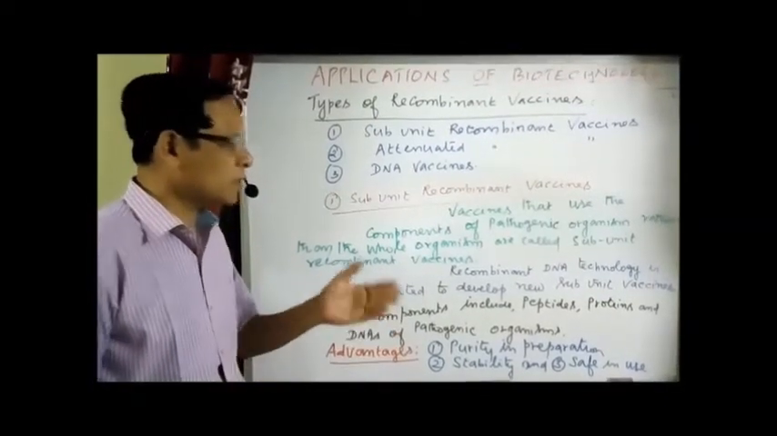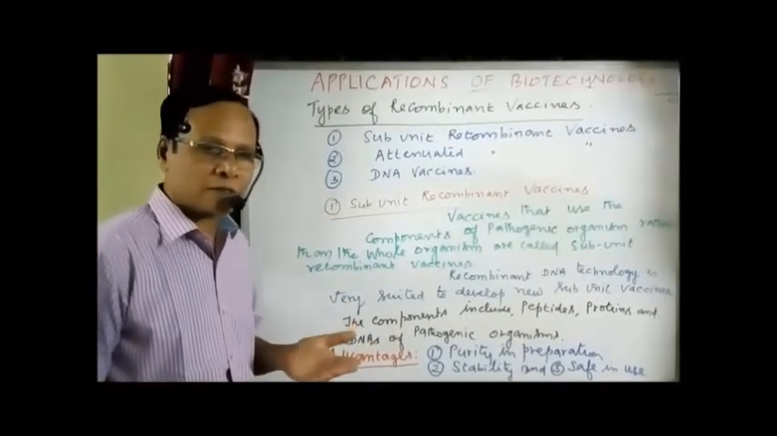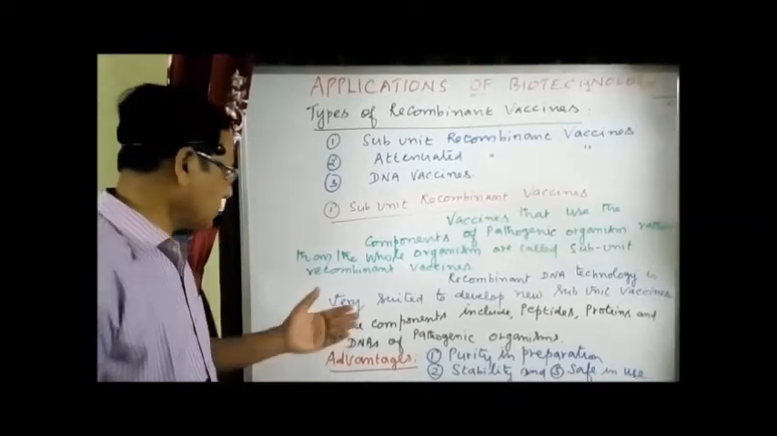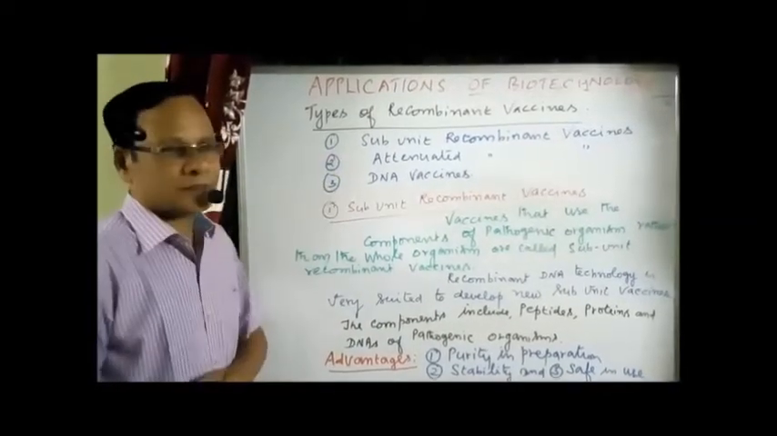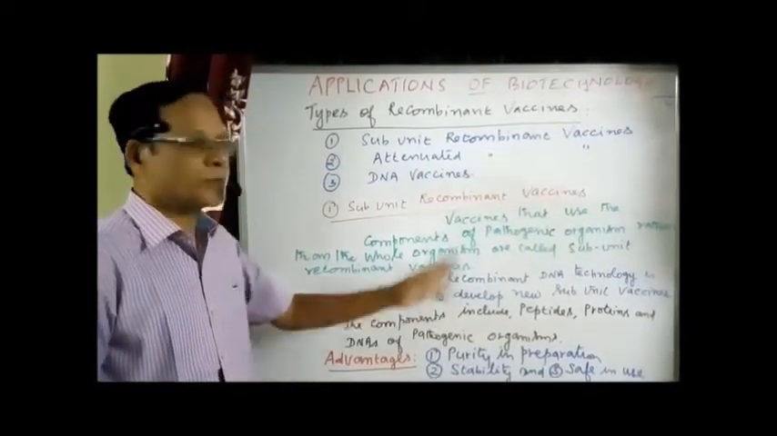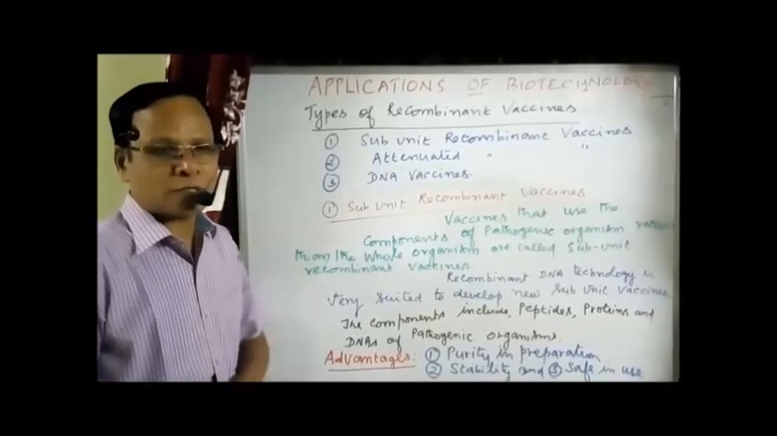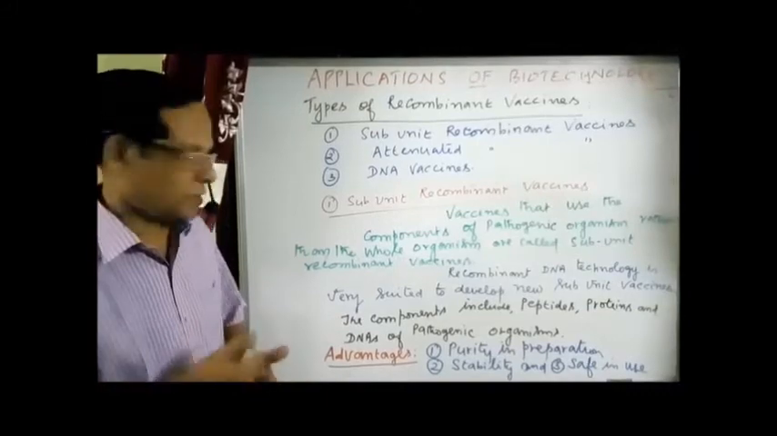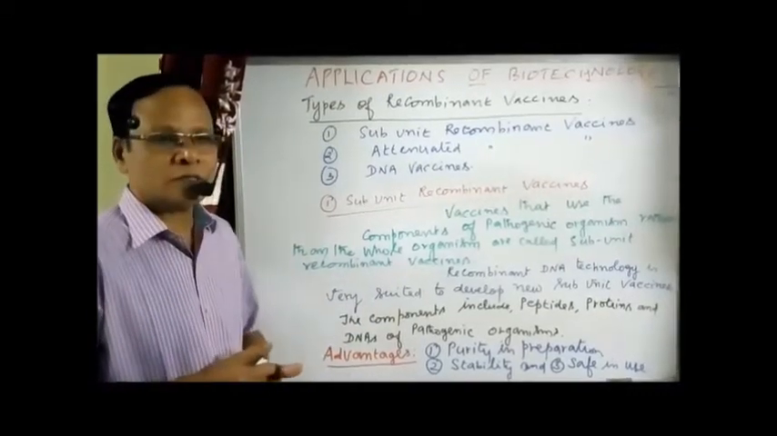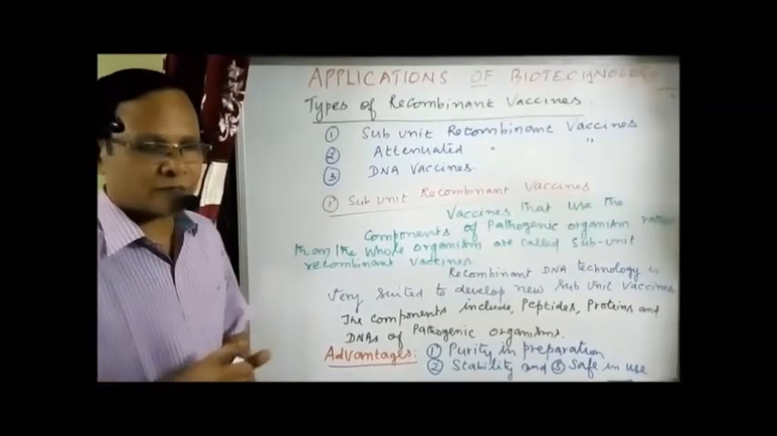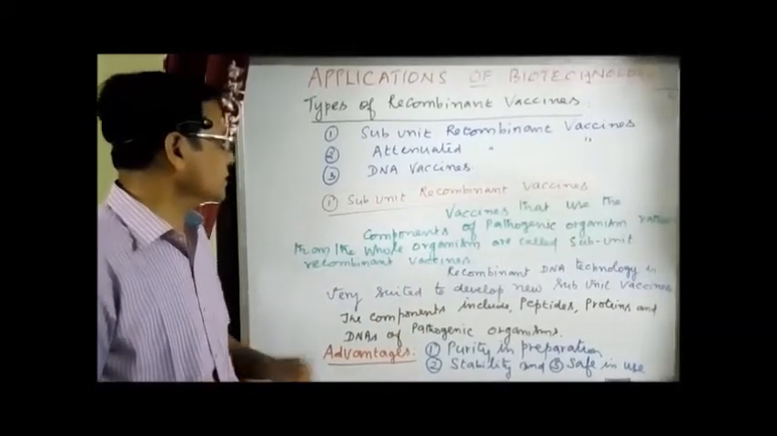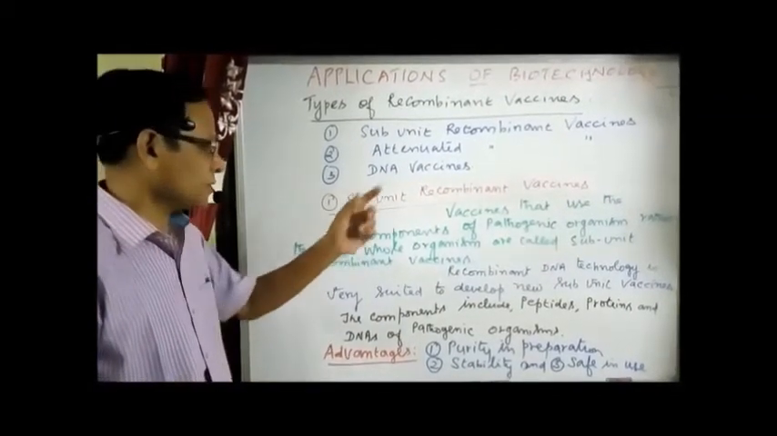Either the peptides or the proteins or the DNAs present in the pathogenic organism can be used. Now, what are the advantages of this vaccine? Number 1, purity in preparation. It is very pure in nature. Number 2, stability. It is very stable, not undergoing changes. And number 3, safe in use. It doesn't have any side effects. That's why it is safe in use. So that's about subunit recombinant vaccines.